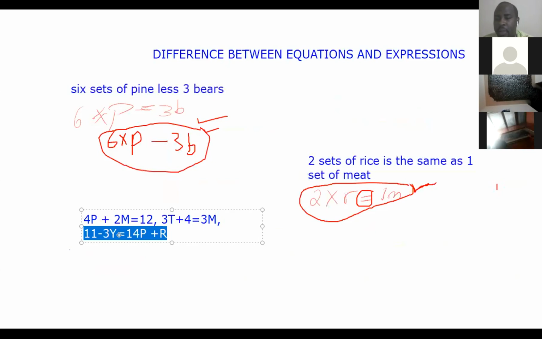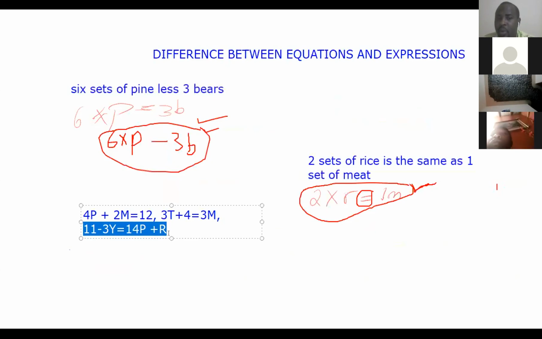Yes. Following, Devonique? Are you following? Yes, sir. You understand? Yes, sir. Okay. So that's the difference. Once there is equality in it, it's an equation. Once there's no equality in it, there's nothing on two sides of an equal sign, then it is not an equation, it's an expression. All right?